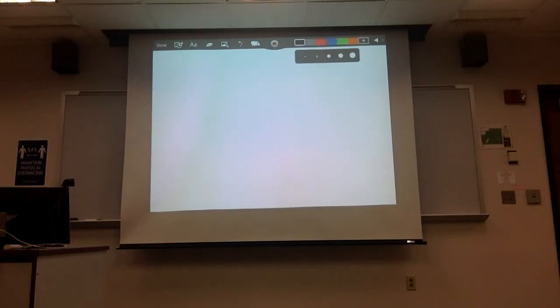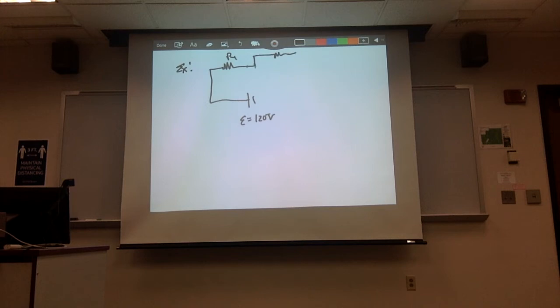So here's our example. Here's my battery. EMF was equal to 120 volts. Connected then to R1. Then connected to R2 as well as R3. Sorry, this is R2, and this is R3. R1 we know was equal to 400 ohms. R2 was equal to 500 ohms, and R3 was equal to 700 ohms.